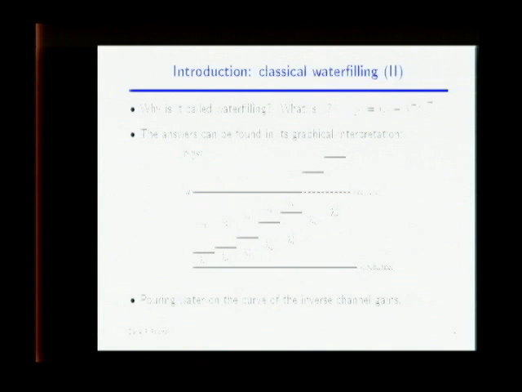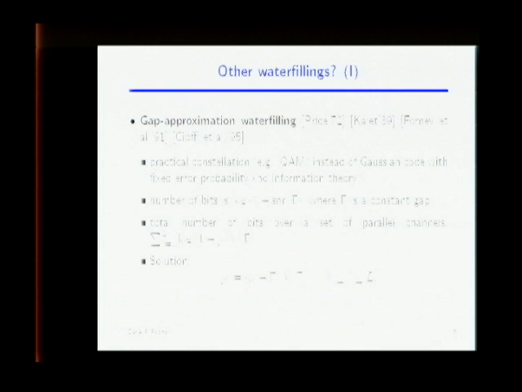Now, can we find other waterfillings in life? Well, actually, yes. For example, this is one. I call it gap approximation waterfilling. This happens when you have also a set of parallel channels, but in this case, you don't want to use a Gaussian code. You want to use some practical constellation like quantum constellations, and you don't want to take an information theoretic approach. You fix the error probability, and then you want to find the relationship between the number of bits that you can transmit with that error probability and the SNR.